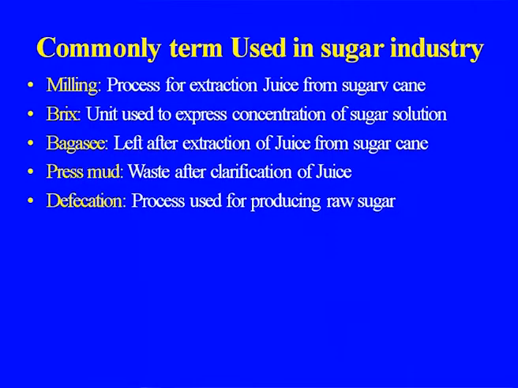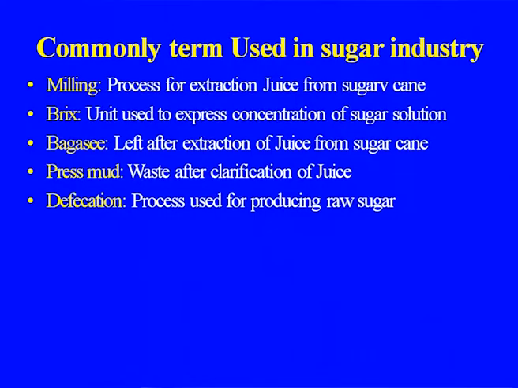These are some of the commonly used terms in the sugar industry. The first, which I told you, the first step in sugar manufacture, is milling: the process of extraction of juice from the sugar cane. Brix is the unit used to express the concentration of the sugar solution, just to measure the concentration of the sugar solution we are getting. Bagasse is what is left after the extraction of the juice from sugar cane, and this is also a very important byproduct of the sugar industry.